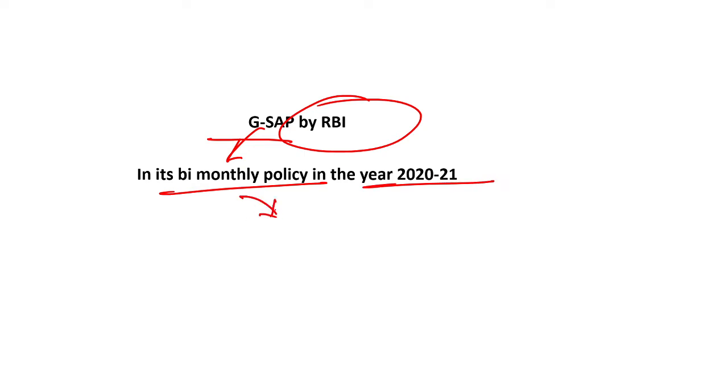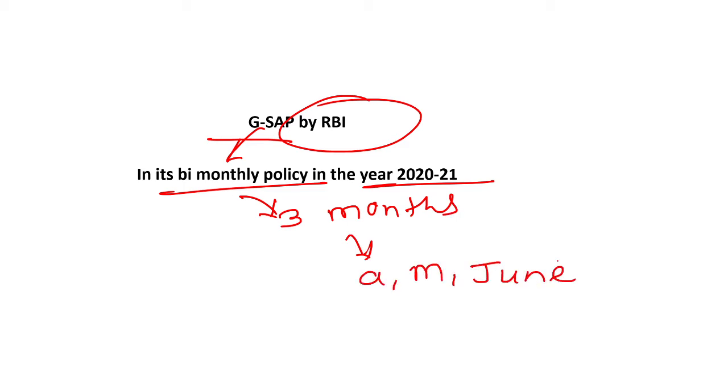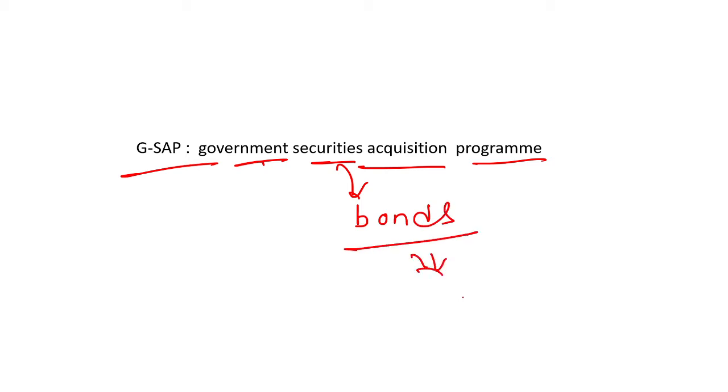In the bi-monthly monetary policy there come 3 months plans. So these 3 months are April, May and June, right? So let's see what exactly is the full form of this G-SAP program. The G-SAP program stands for Government Securities Acquisition Program. In securities especially, this program is dealing with the bonds. So these bonds will be issued by the Government of India, right?